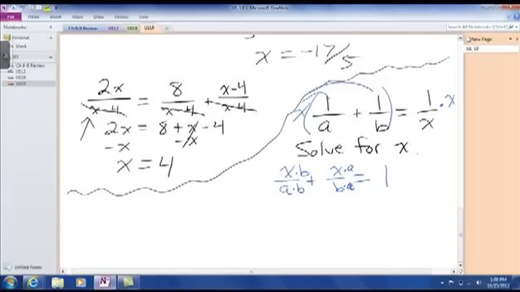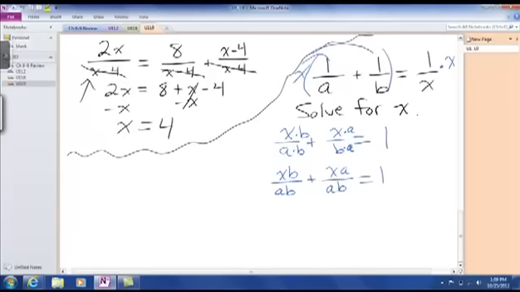So what do I have now? Well, now I have xb over ab plus xa over ab. I just switched the a and the b around in that second fraction. Commutative property says I can do that. And that equals 1. Well, now I have a common denominator. So now let's combine them into one fraction. xb plus xa, all of that over ab, equals 1.